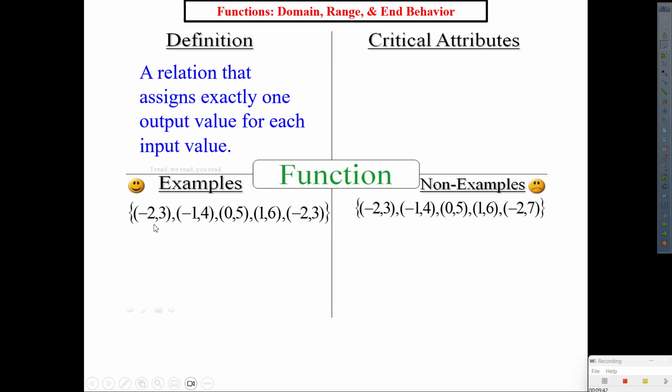So look at this -2, it's assigned the 3. Is that correct? And then we got -1, it's 4. 0 is 5, 1 is 6. And if negative 2 comes up again, it should be what? 3 for its y value. Therefore, turn to your neighbor, let them know why this one right here is not a function. Why is that one not a function?